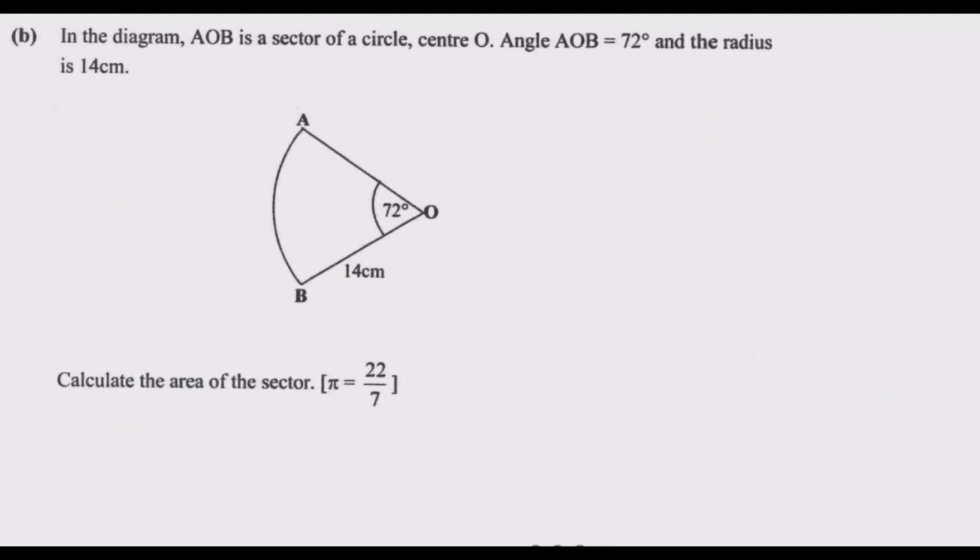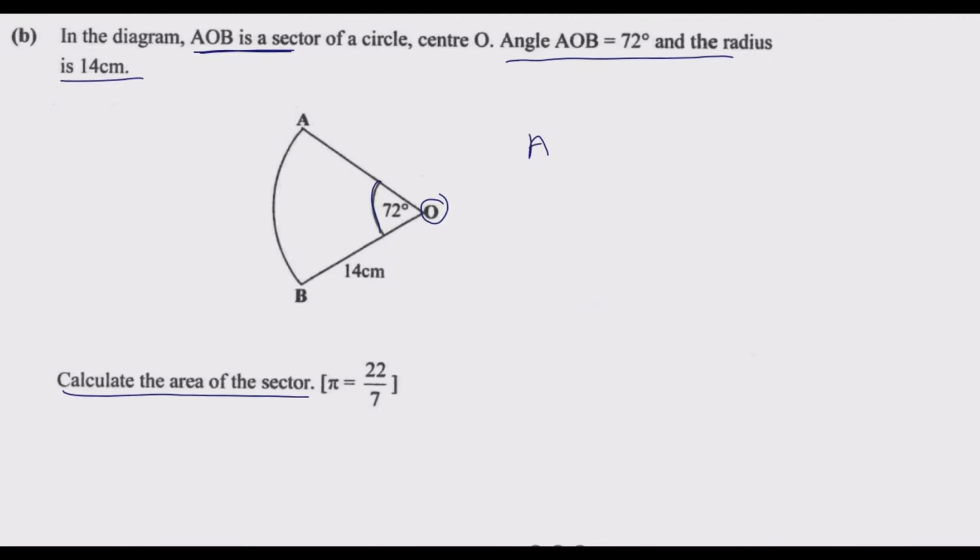We move to question B. So we are told that in this diagram, we have O as the center, then we have A and B within this angle, then we are told that the radius is 14. So the question is finding the area of this sector.